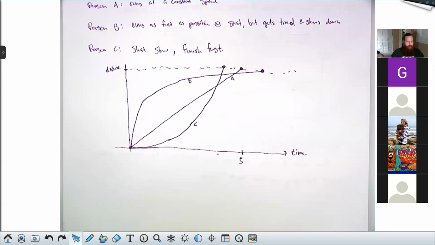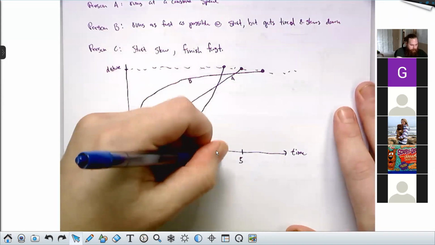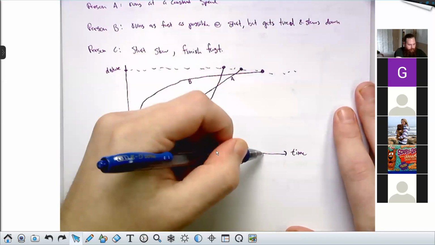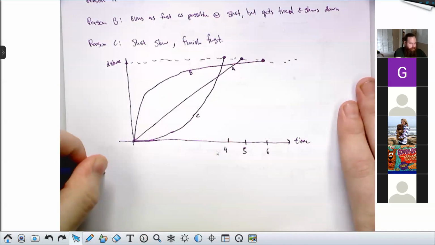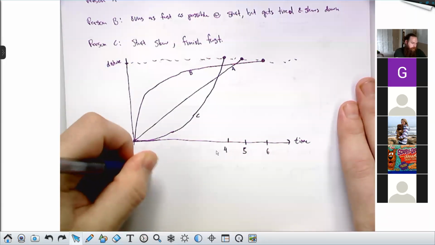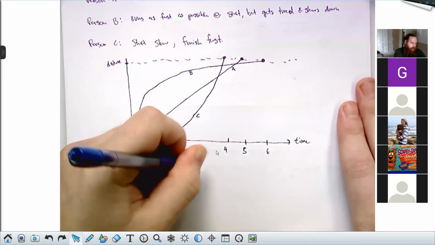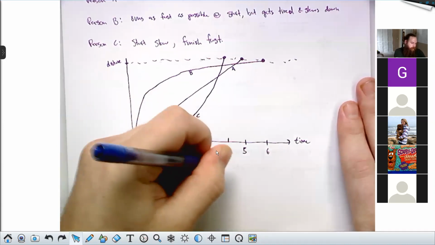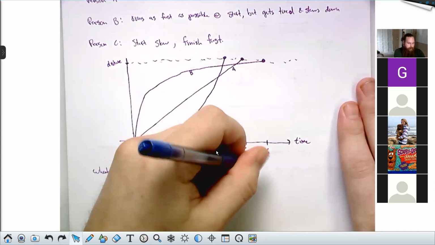If this is, let's call this here 4 minutes, and let's call this here 6 minutes, what is the average speed of each runner over the whole race?